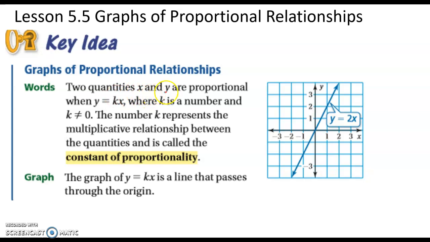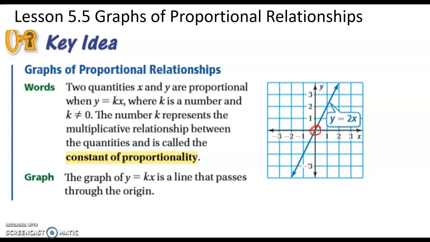Two quantities x and y are proportional when y equals kx, where k is a number and k cannot be zero. The number k represents the multiplicative relationship between the quantities and is called the constant of proportionality. So the graph of y equals kx is a line that has to pass through the origin. So if you graph it, it has to go through the origin, which is at 0, 0.